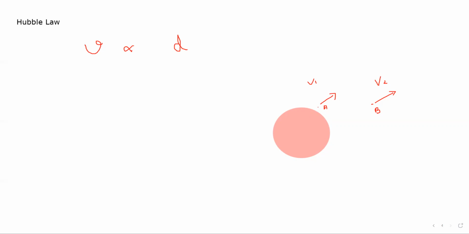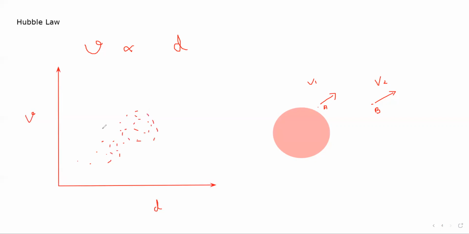And he used his result to plot a graph between the recession velocity and the distance for different galaxies. He obtained this data, but this data is more spread out.